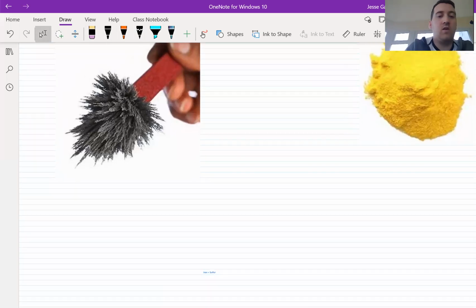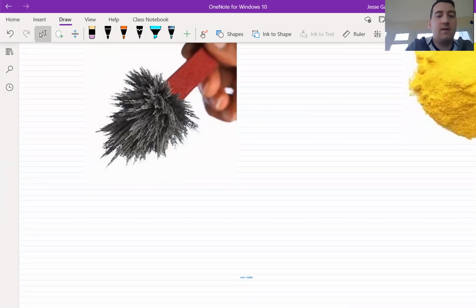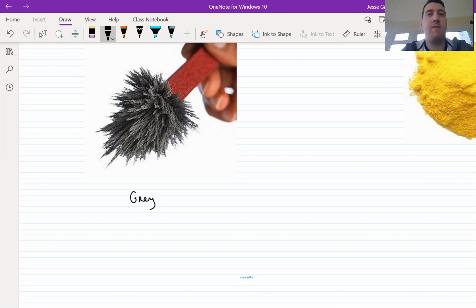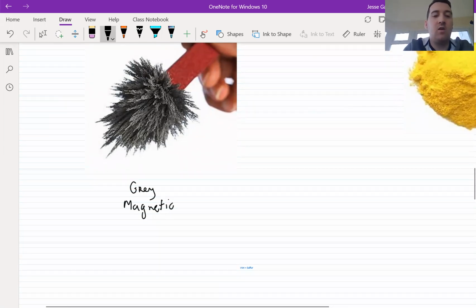Okay, first of all, let's look at this one over here. This is a gray substance. It's gray in color, so that's its first property. It's dark gray. These are little shavings of metal. So they are metal, and as you can see, they are stuck to a magnet. So that means that they are magnetic. So that is a property of this material, that it is magnetic. We can see that. It is obviously also a solid.